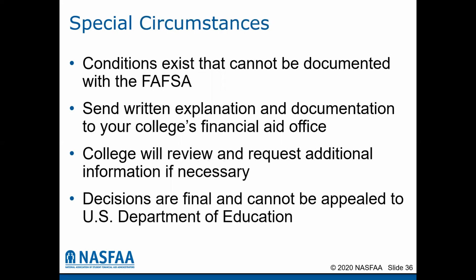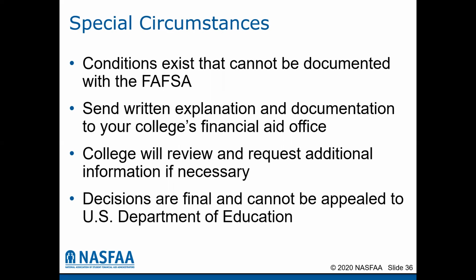There are also special circumstances in which your original expected family contribution might be able to be changed using updated information. So there are conditions that exist that cannot be documented with the FAFSA. As a note, the FAFSA uses what we call the prior year. So for the academic year 2021, the FAFSA asks for 2019 tax year information.